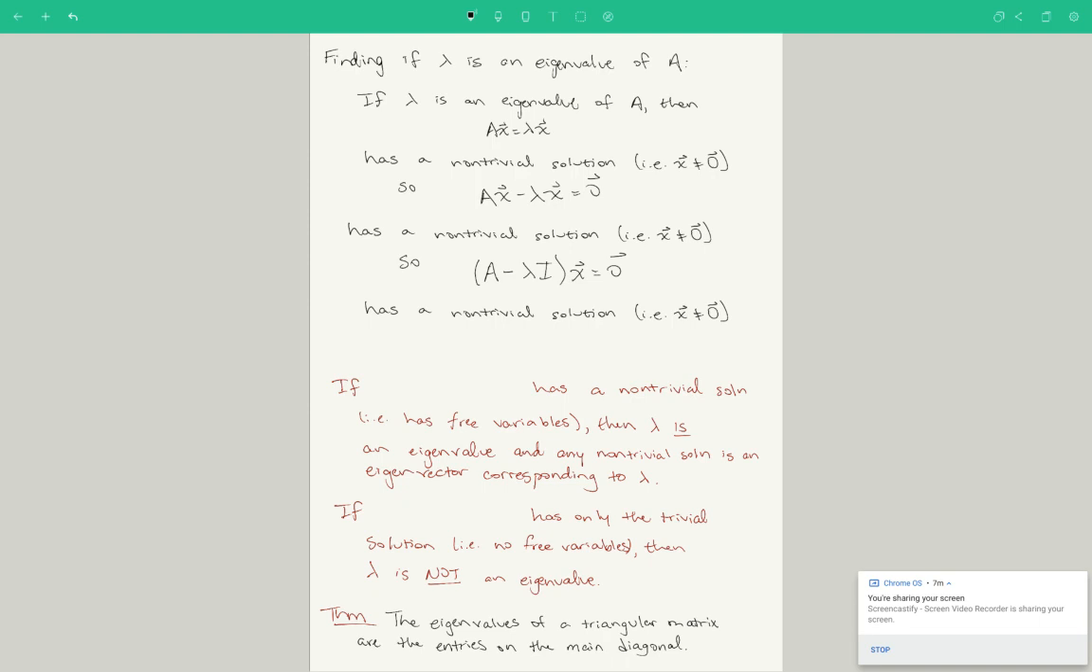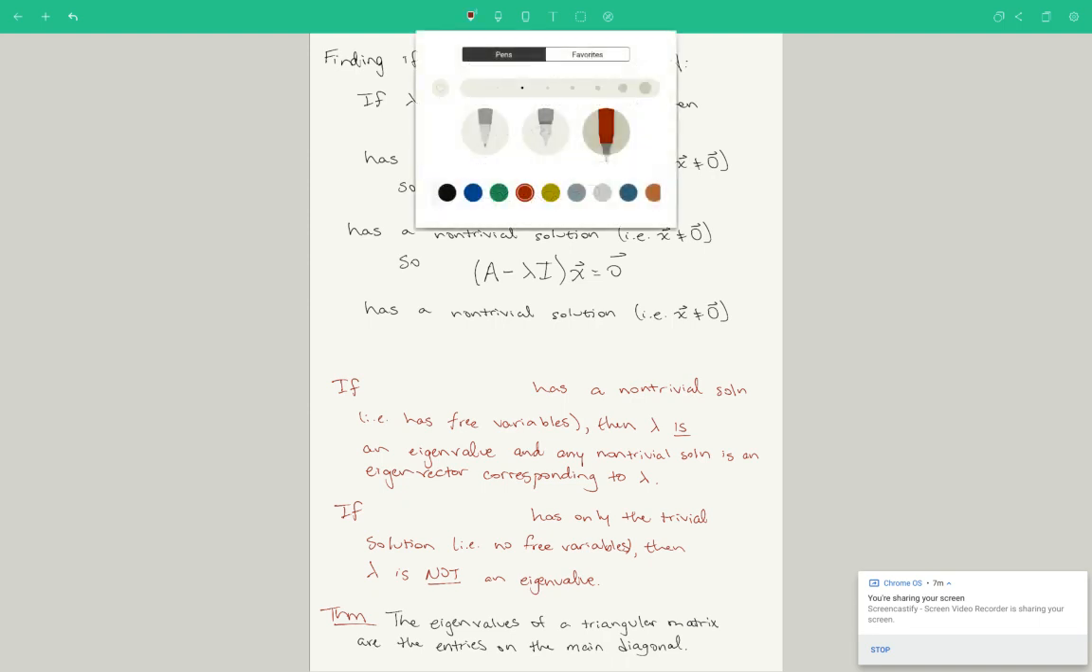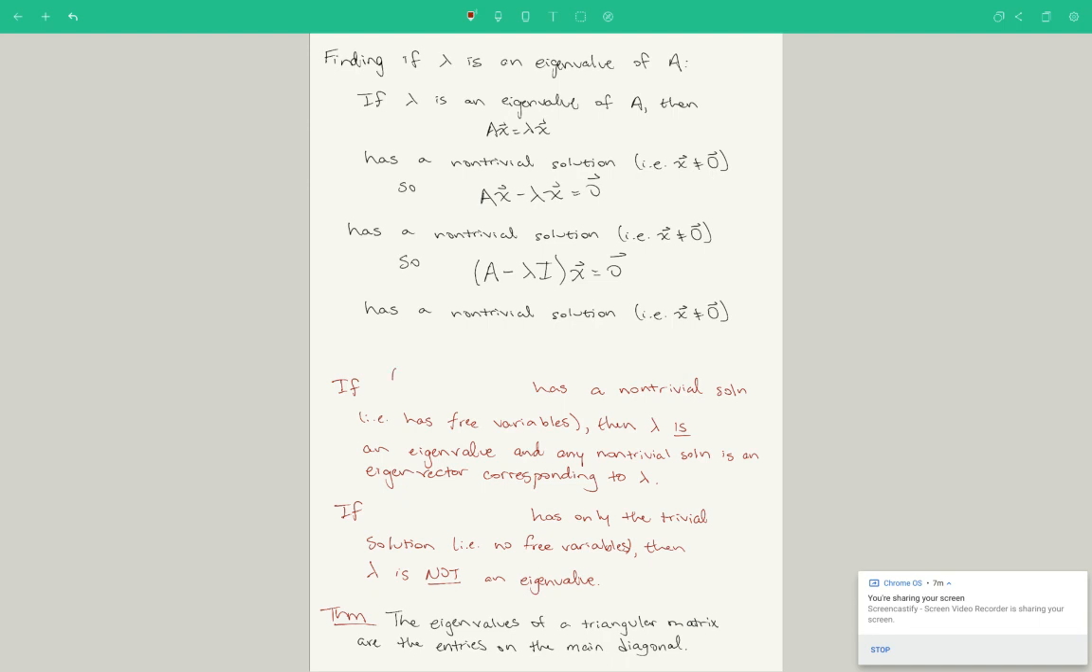Okay, so to recap, how do we tell if lambda is an eigenvalue? Well, if we have that setup, that homogeneous system that we just came up with, A minus lambda I times x equals 0, and this homogeneous system has a non-trivial solution, in other words, if it has free variables, then lambda is going to be an eigenvalue. And any of the non-trivial solutions are going to be corresponding eigenvectors. If that same homogeneous system has only the trivial solution, so there are no free variables, then lambda is not an eigenvalue.